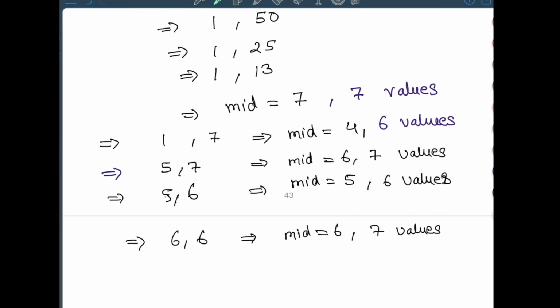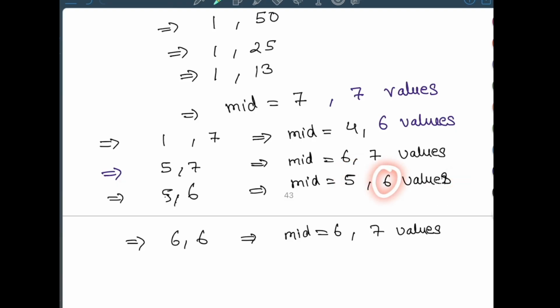I will again reduce the search space because this is 7, which is not less than k. So maybe the answer is less than 6, right? Let us say if the answer is less than 6, so we are going to reduce the search space. This will be 5, 6, right? Right value will be equal to mid. This time the mid value is 5. The number of values which I am going to get is 6. There are 6 values less than or equal to 5.